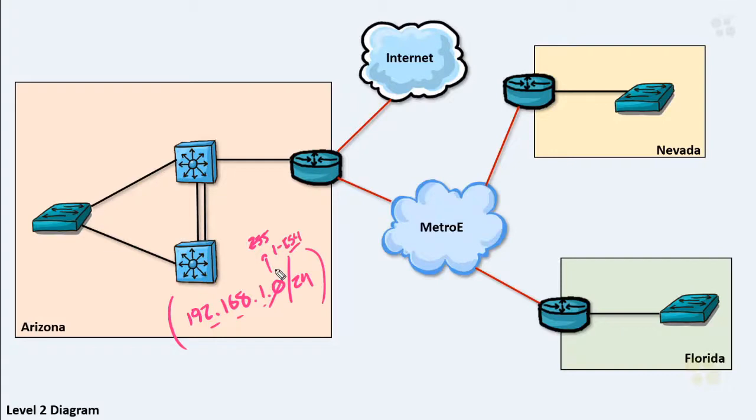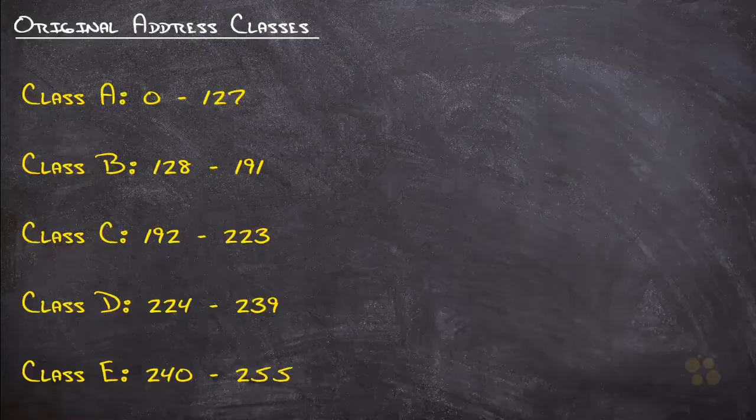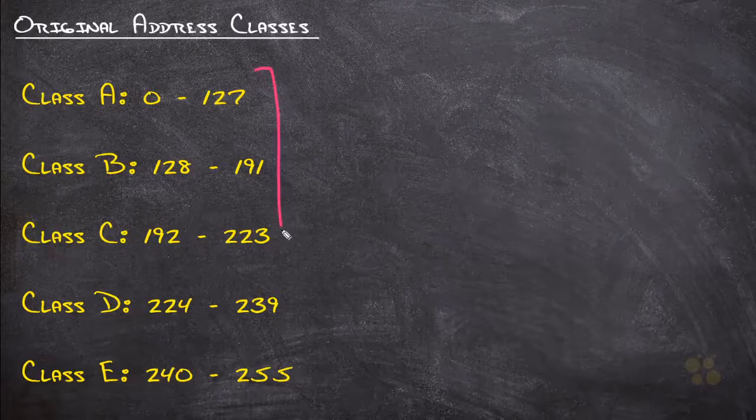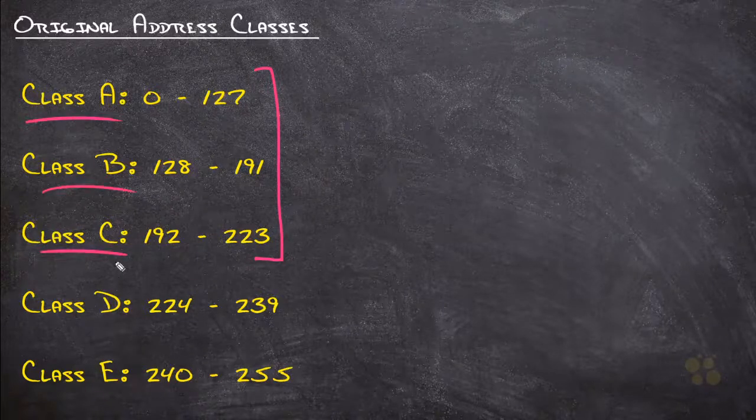So let's look back at the original designers to see what they would say. When IP addressing was being developed, there were 3 primary classes of addresses designated for use in our networks of today: Class A, Class B, and Class C. Class D was designated for multicast use.